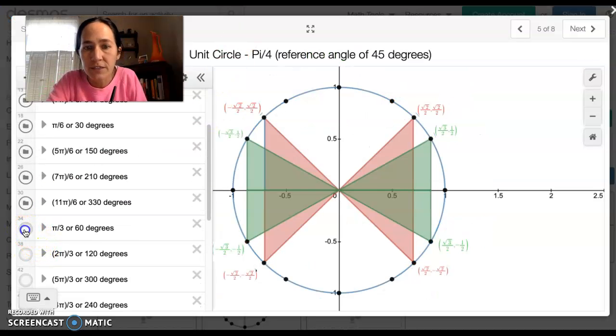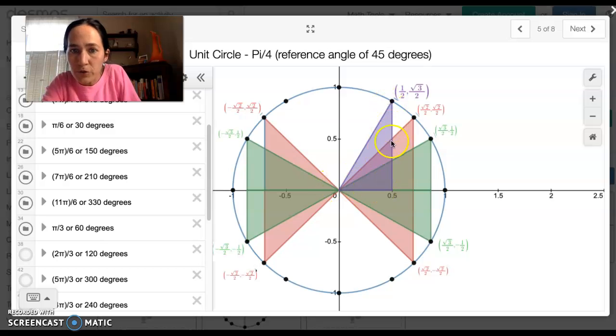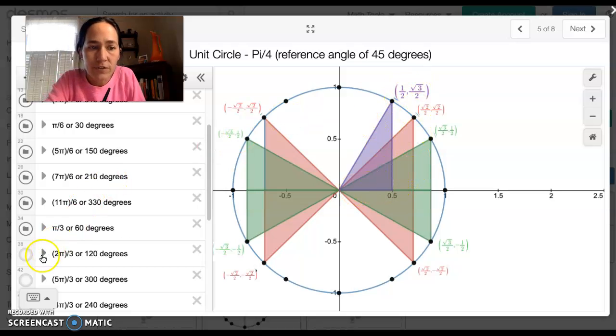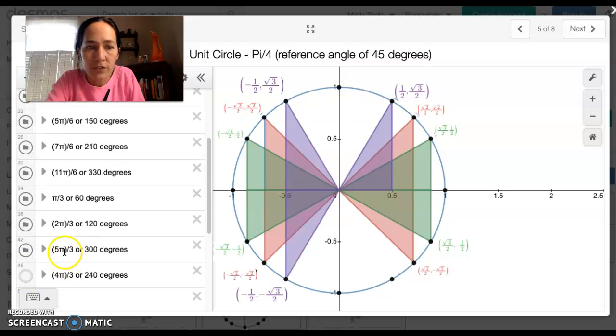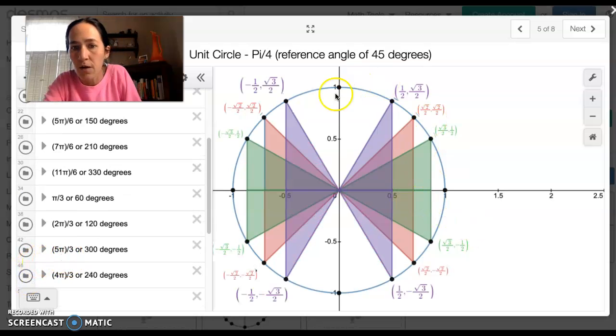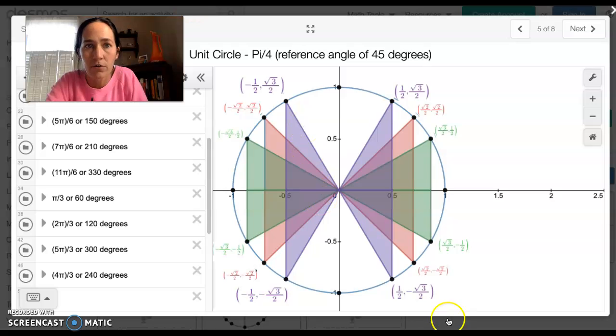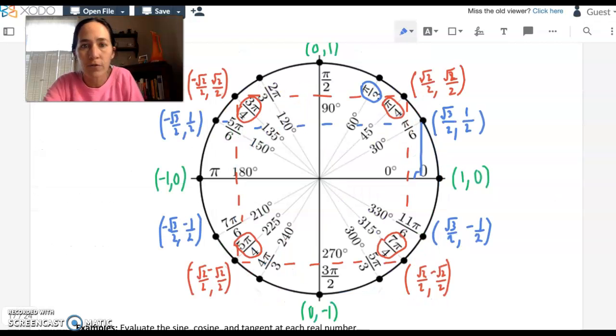So pi over 3 is 60 degrees. Notice in this purple triangle, you're going out a little bit less than you're coming up. You're going out a half on the x-axis and up square root of 3 over 2. And you'll see those numbers being transferred to all 4 quadrants that we can fill in a second on our notes.